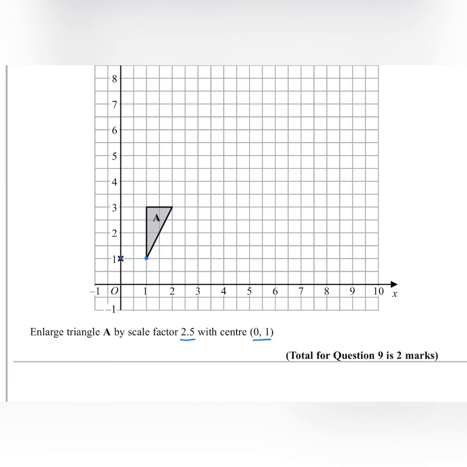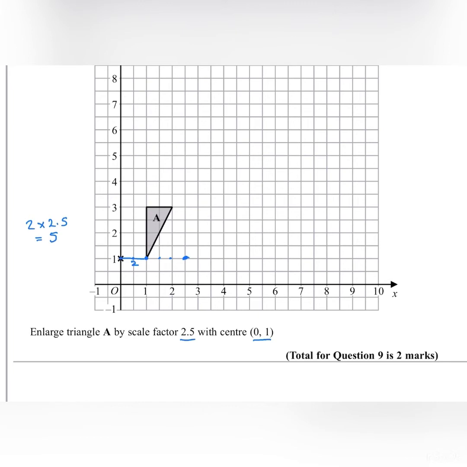Now, if you look at this first point of that triangle, this is 2 squares away. Now, 2 times 2.5 is 5. So this point here is going to be 5 squares away from the center of enlargement. So 1, 2, 3, 4, and 5. So the new point, or the corner, will start from here.